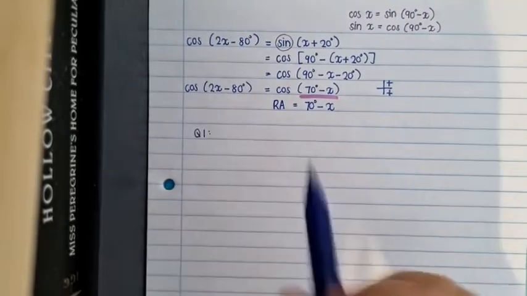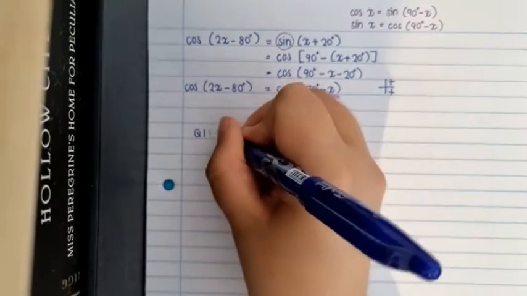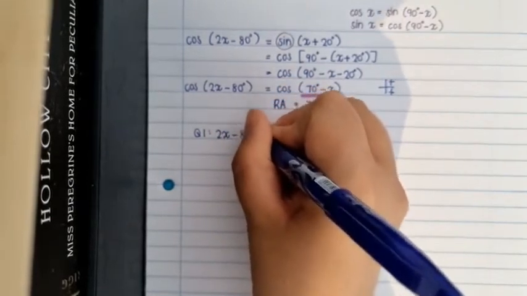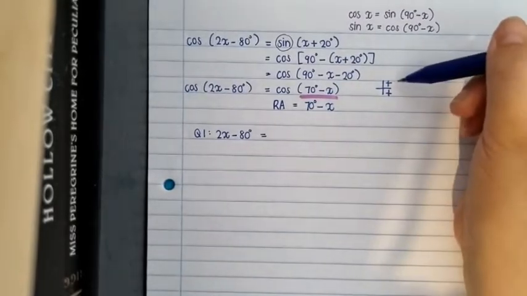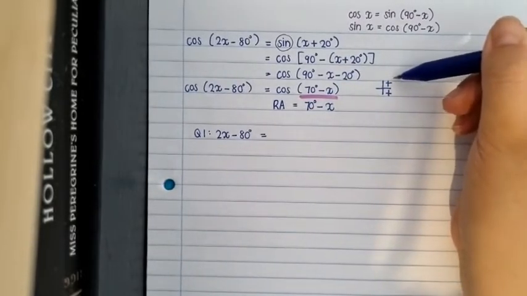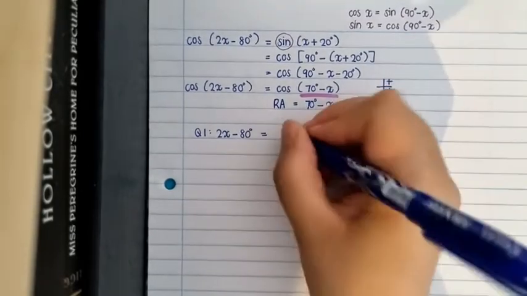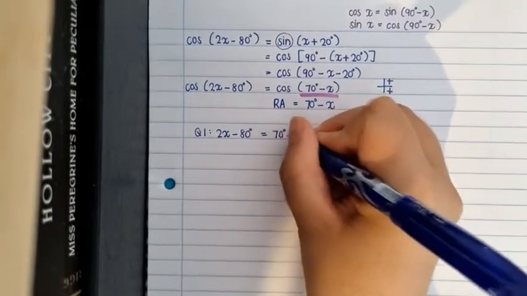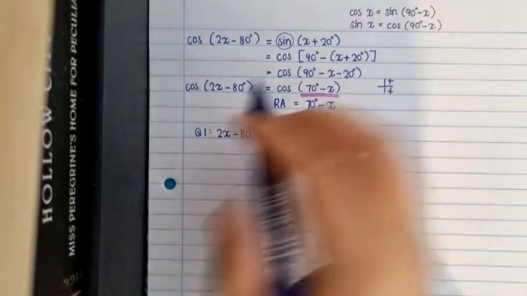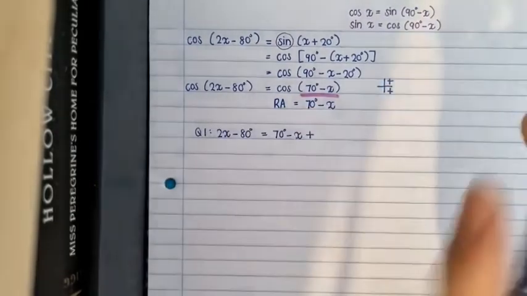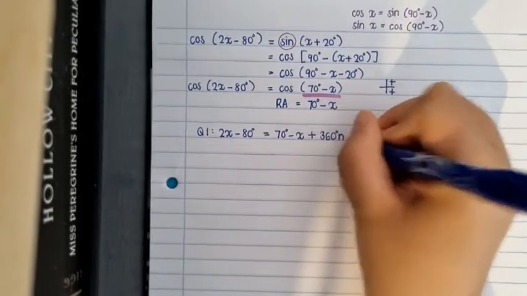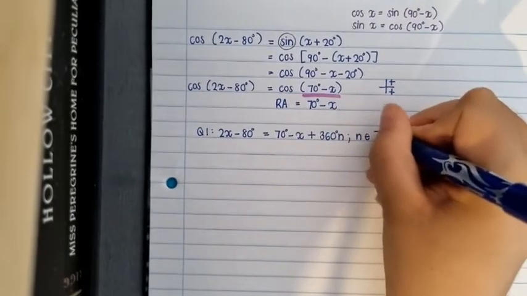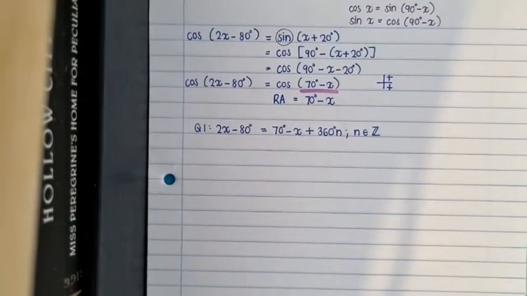Now, in the first quadrant, I always work with the reference angle, which is 70 minus x. I need to remember, what is the period of cos? 360 degrees. So I have to say plus 360n, n an element of Z. Now, guys, this is an equation. We have x's on both sides. I'm going to have to get all my x's on this side and all my numbers on that side.